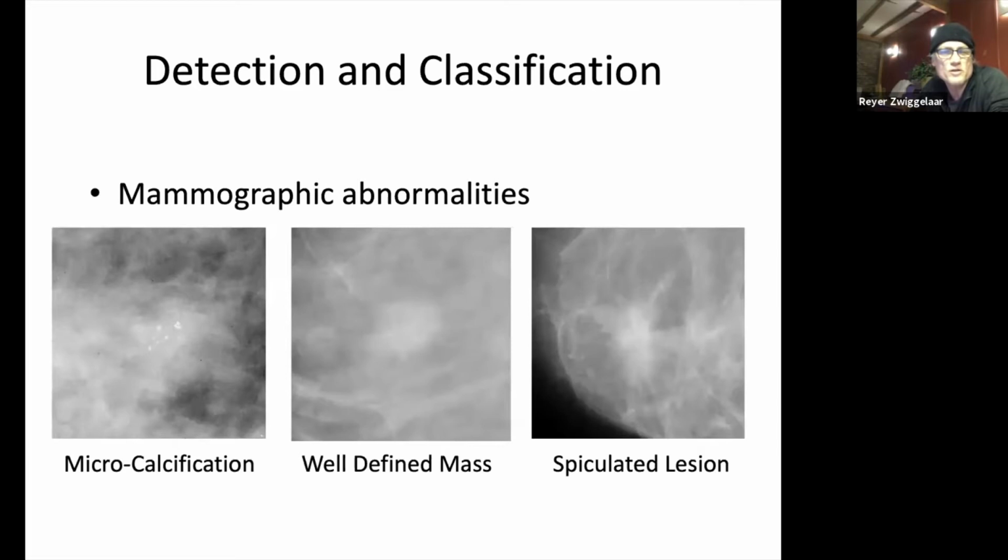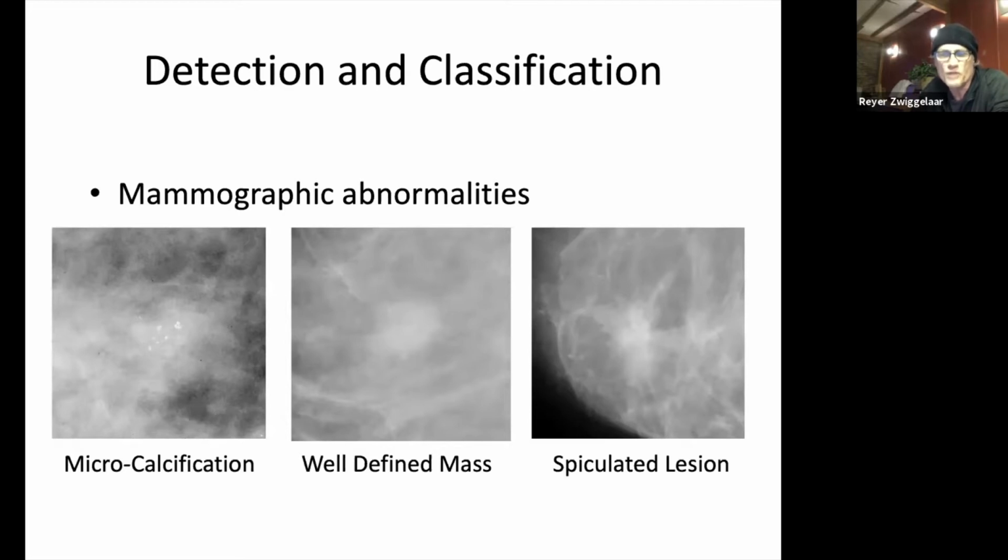So what we're interested in is finding different types of abnormality, and there are 3 examples here. A cluster of small blobs called microcalcifications. The one in the middle is a well-defined mass, and well-defined is because its boundary is quite clear and it tends to be a rounded shape.